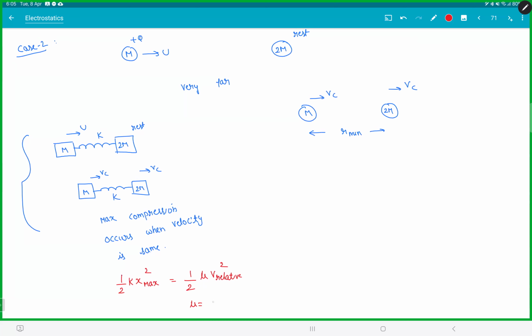Where mu is equal to m1 m2 by m1 plus m2. So if you use this logic, I can directly write this is equal to k q square by r minimum. You'll get an answer in one step. But let's solve it anyway.